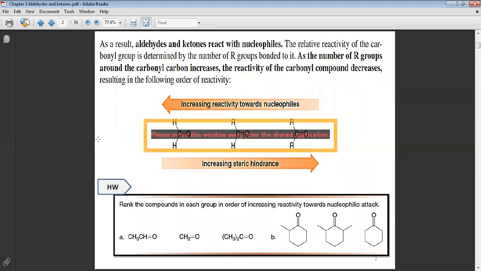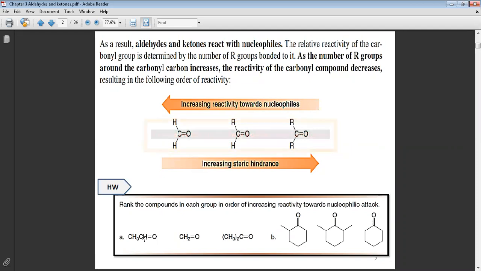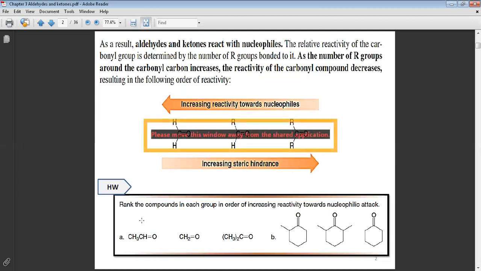This is in other words. Okay, and this is homework. He said rank the compounds in each group, group A and group B, in order of increasing reactivity. Look, increasing reactivity toward what? Toward nucleophilic attack. That means which one is more reactive toward nucleophilic attack: this, or this, or this? Anyone will be the first one, like this.